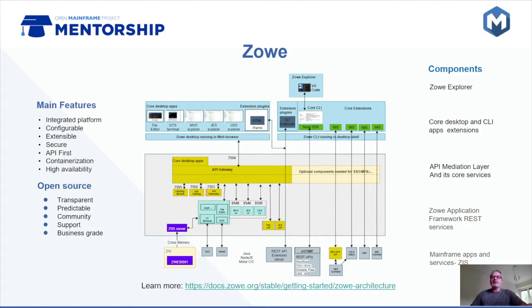The basic Zowe architecture diagram helps to understand better the improvements contributed by the OMP Mentorship Program's projects. The default Zowe installation package consists of several top-level components: the Zowe application framework, Zowe API mediation layer, Zowe CLI, Zowe Explorer, and Zowe SDKs. There are a couple of them, and 2 more added during this mentorship program. You can learn more about the Zowe architecture and components at the web address under the architecture diagram. Please visit.